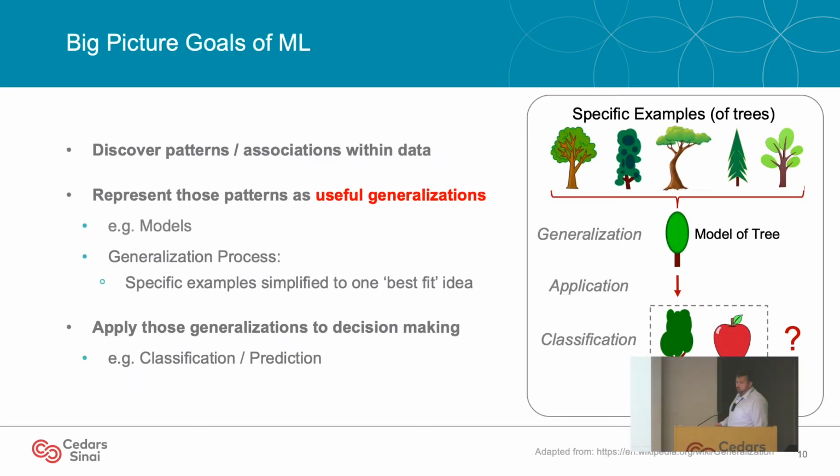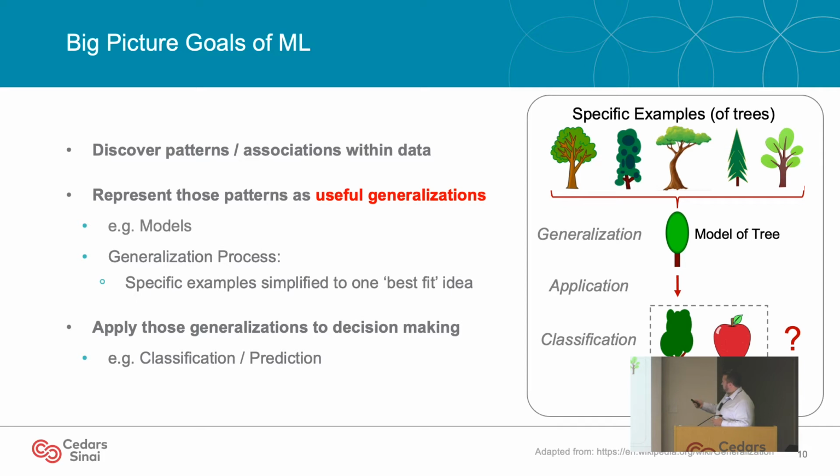What are some of the big picture goals of machine learning? In its most basic sense, machine learning is about discovering patterns or associations within data. And we want to represent those patterns using what I call useful generalizations. And we can think of these as models, as an example. Useful generalizations. You're going to hear the term generalization. It's really important, and it's a persistent idea throughout machine learning. So what is the generalization process? We start with specific examples, and then we try to simplify them to one best fit idea.